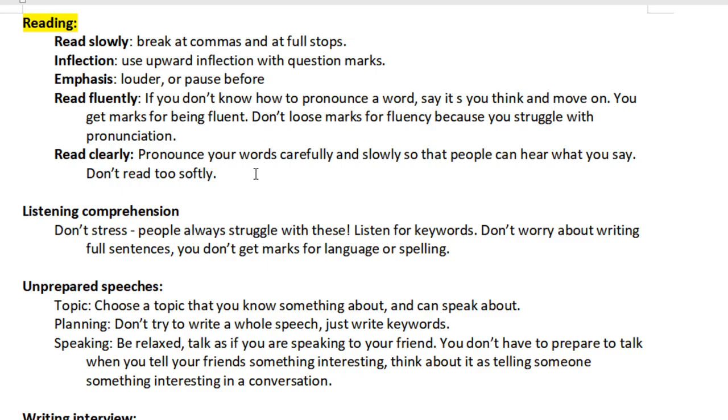Alright, the next point is read clearly. So you have to pronounce your words clearly and slowly so that people can hear what you say. Also, don't read too softly. You must pronounce your words and read loud enough for people to hear you. Alright, I've got a piece of reading here in front of me. I'm just going to read you a couple of sentences and tell you what I'm doing while I'm doing it.